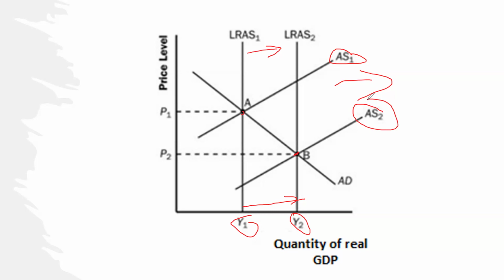Well, we can shift both short-run aggregate supply and long-run aggregate supply simultaneously. The long-run aggregate supply shifters are technology, human capital, and resource growth. Remember, when economic growth occurs, the PPF shifts outwards as well.